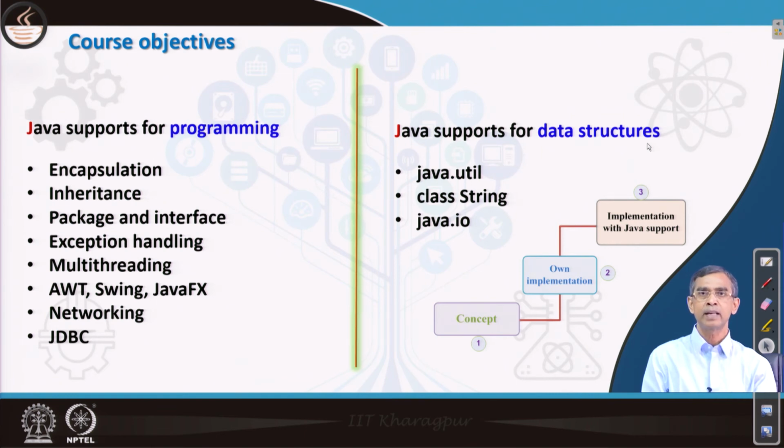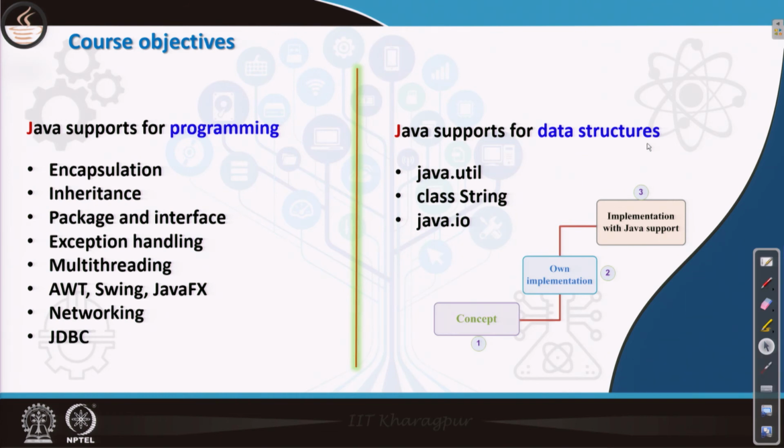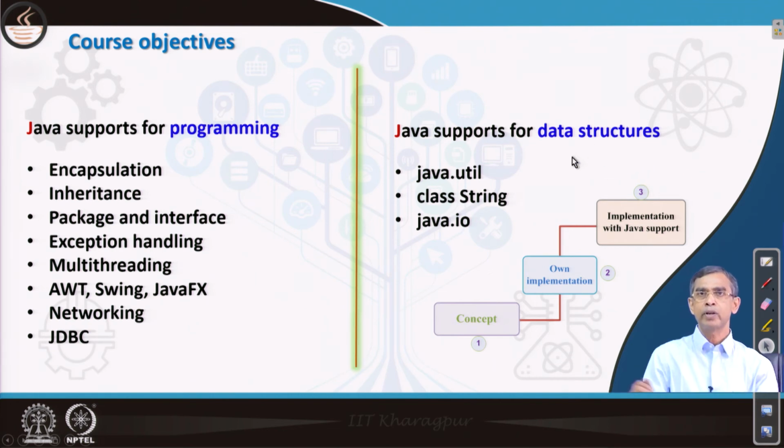Database is a different concept from data structure, though somehow we are related to data. Java provides a good way of building a connection between your program and the database, which is treated as an external entity. This is called Java Database Connectivity, JDBC. All those things are part of Java's support for programming, and other than that, there is a data structure point of view.